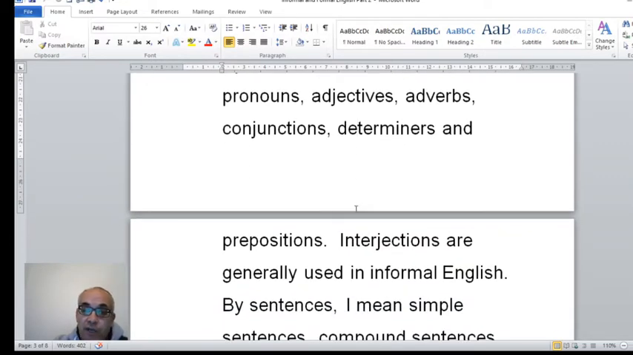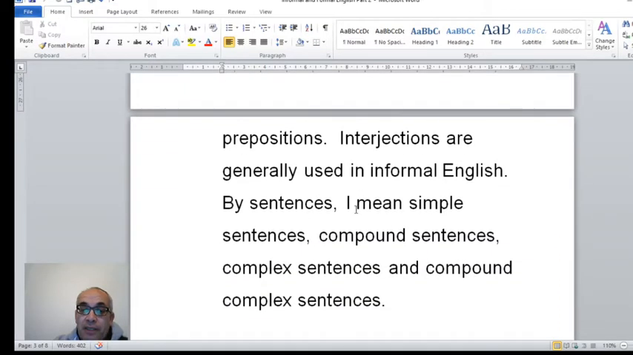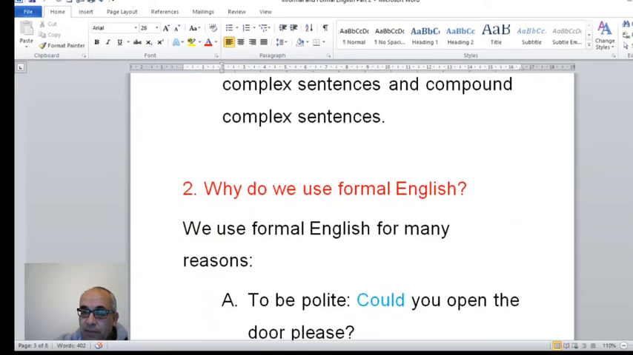But interjections are informal. By sentences, I mean simple sentences, compound sentences, complex sentences, and compound-complex sentences. In general, in formal English, we use compound or complex sentences. But we can have a simple sentence which is formal. So I obtained, for example, a degree from the UK. This is a formal sentence. But most of the time, when you use formal English, you have to use complex or compound sentences.